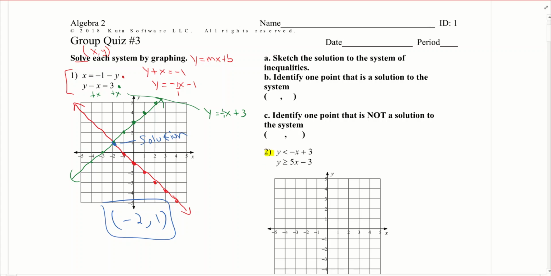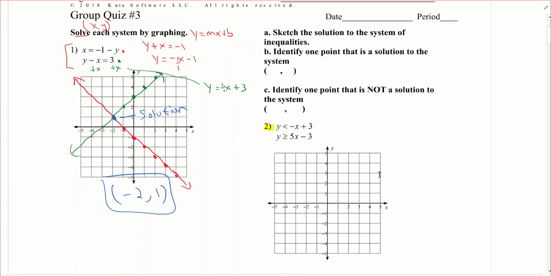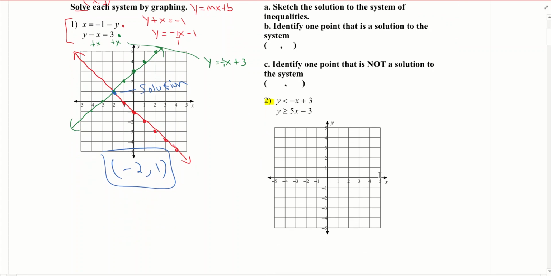Okay, for number 2, we are trying to sketch the solution to the system of inequalities. This is very similar to the problem we just did. The difference here is that they're inequalities. The first thing we're going to do is graph the boundary, and we want to remember that if we see less than or greater than, then we're going to use a dashed line. If we see less than or equal to or greater than or equal to, we're going to use a solid line.